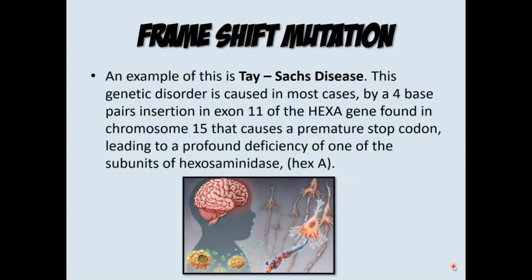An example of this is Tay-Sachs disease. This genetic disorder is caused in most cases by a 4 base pair insertion in exon 11 of the HEXA gene found in chromosome 15 that causes a premature stop codon, leading to a profound deficiency of one of the subunits of hexosaminidase or yung HEXA. This protein helps break down a chemical found in nerve tissue called gangliosides. Ulitin ko po, gangliosides. The absence of this protein leads to gangliosides building up in cells, especially in the nerve cells in the brain.